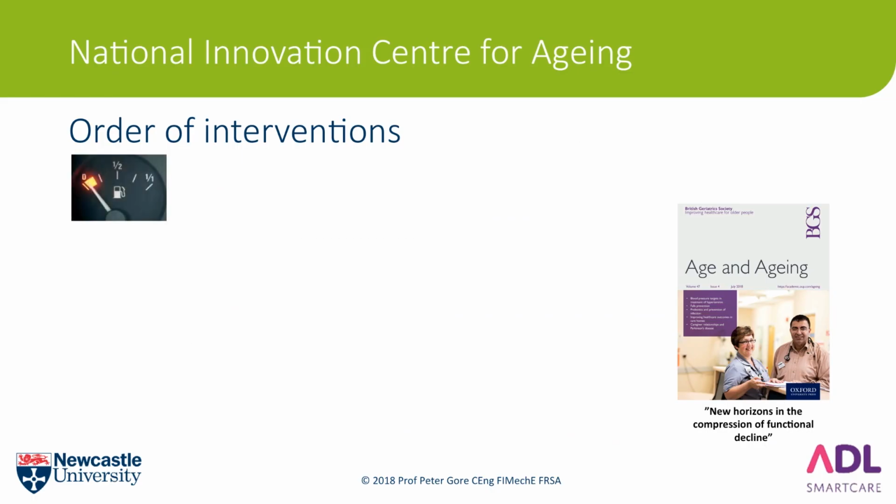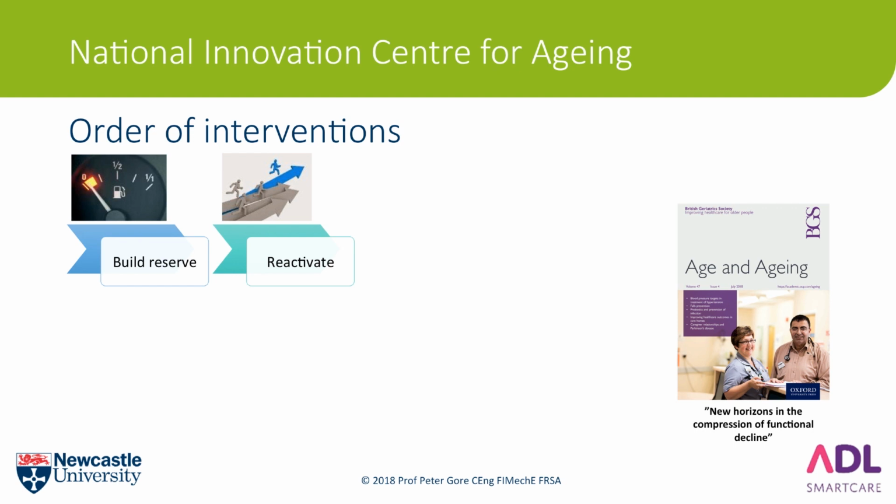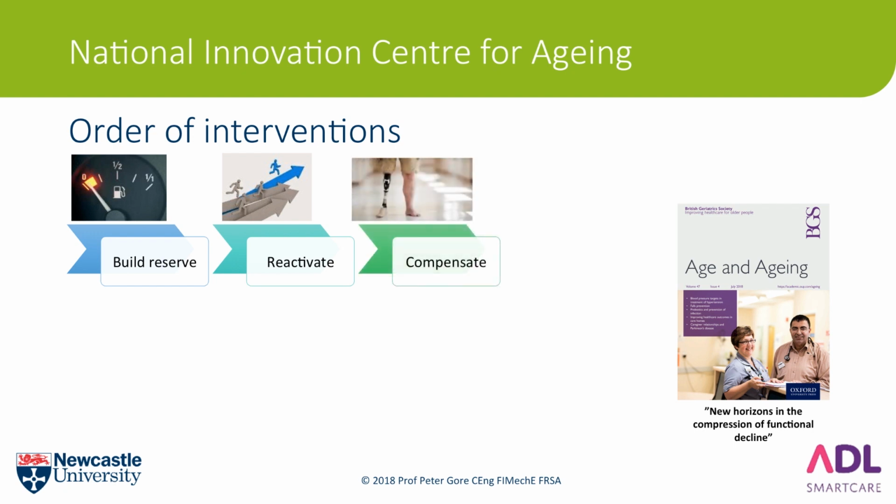The first one we call building reserve. So that's trying to keep you off the LifeCurve. That's building up capability before you decline. We'll come back to that later. The second area is actually getting that ability back. That's what we call reactivation. Some people call it reablement. The third thing is what we call compensation. So in this case, I can't give this person their lower right leg back, but I can give them the ability to walk. And we have lots of other examples of that.